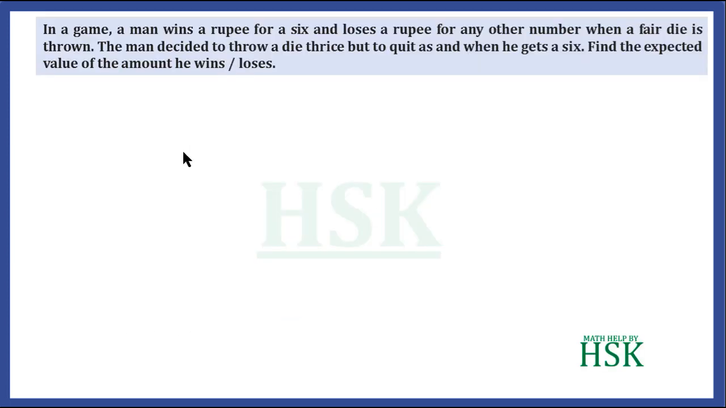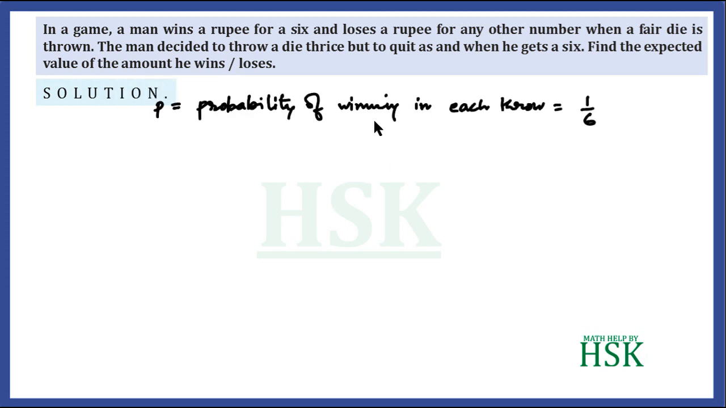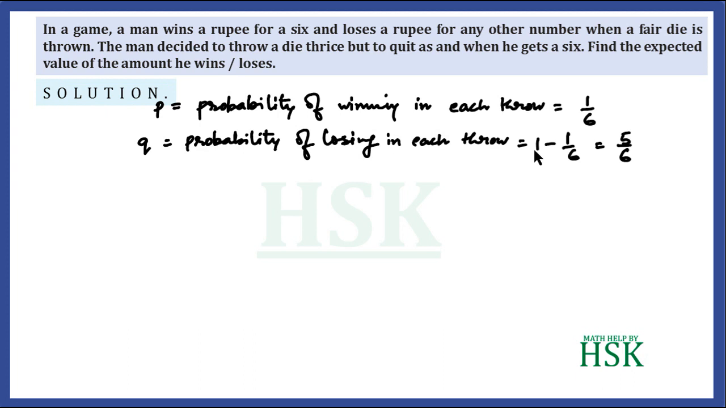Now to solve this question, first of all, p, the probability of winning in each throw, is equal to 1 by 6. That is the probability of getting a 6. And q is the probability of losing in each throw, and this would be equal to 1 minus 1 by 6, or 5 by 6. So the probability of losing is the probability of not getting a 6, and this can also be directly written as 5 by 6.